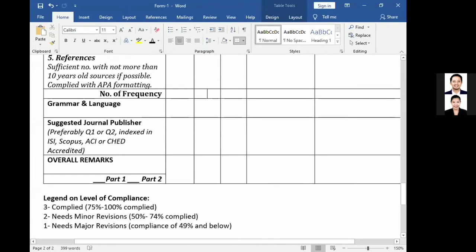If possible, if you have an idea, we can suggest a journal publisher, preferably Q1 or Q2, and then indexed in ISI, Scopus, ACI, or CHED accredited. The purpose of our peer review here is for them to be able to really publish after our mentoring. And then you have the overall remarks. In the overall remarks, you check here if it's part 1 or part 2. So you should have this copy also because you will be using your review for part 1 vis-a-vis part 2. So you have to write your overall remarks.